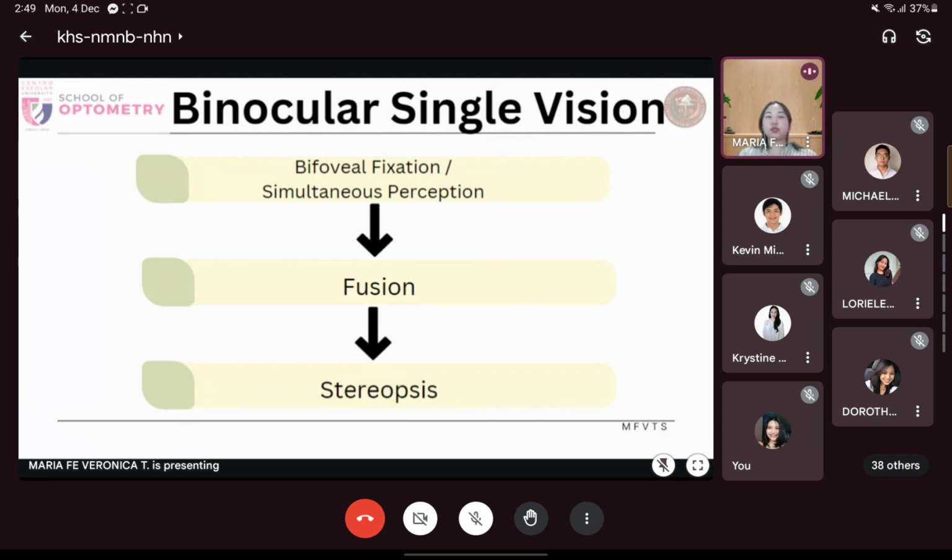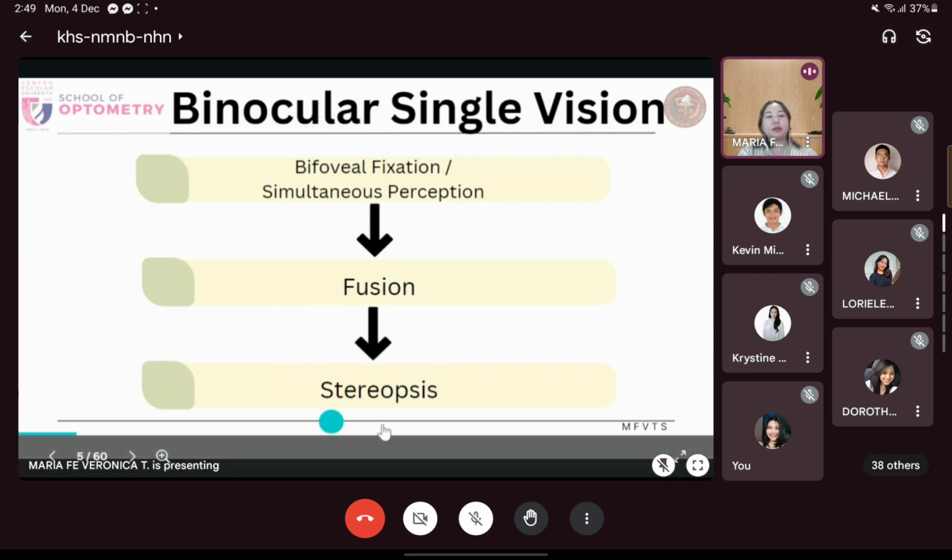If in case may disruption, dito pa lang, then magkakaroon, for example, one eye is deviated, one eye has suppression, one eye has amblyopia, then there is a possibility na pag ito, wala ng fixation, hindi na tayo magkakaroon ng fusion, hindi rin tayo magkakaroon ng stereopsis.